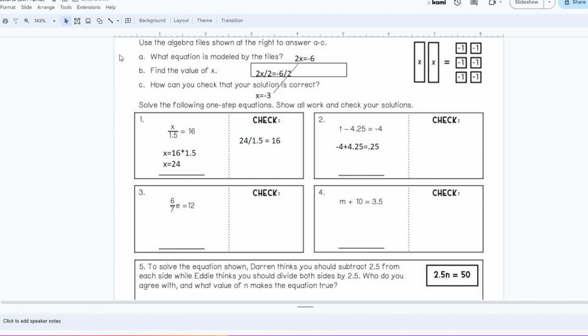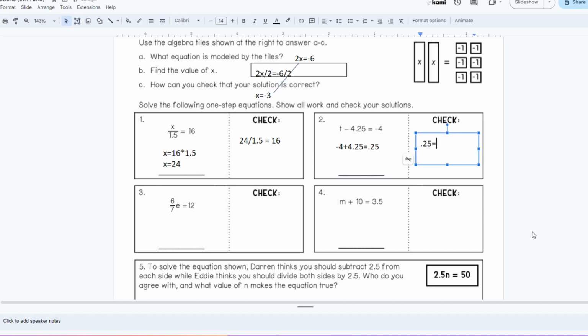So our check is seeing if 0.25 minus 4.25 equals negative 4. Spoilers, it does. So we are correct.